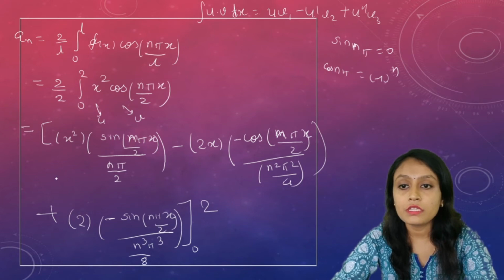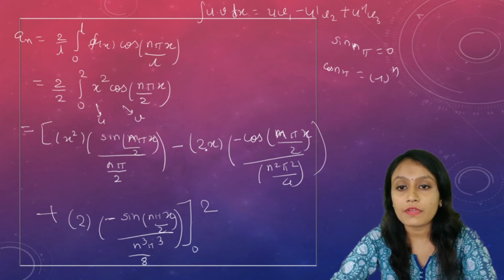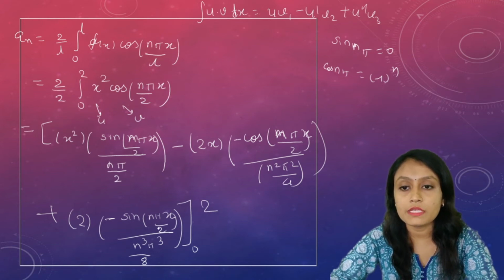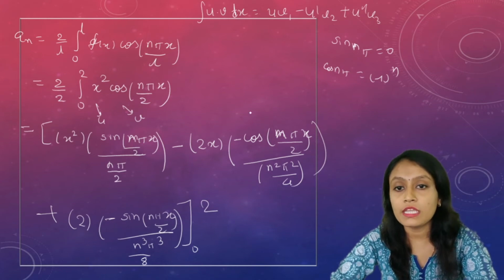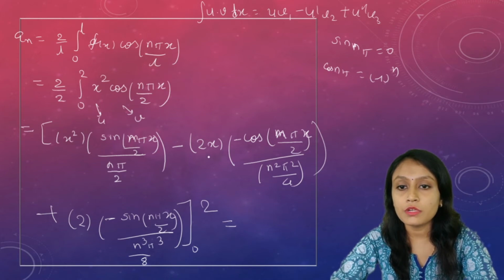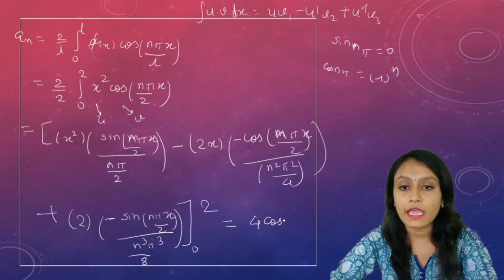Now when we substitute the lower limit 0, here you will have sin 0 as 0. Here in place of x if you substitute 0, this term will also be 0, and here also this term will be 0. So only one term remains when we substitute x is equal to 2. So here we have 4, this minus minus will become plus, and here we have cos n pi upon n square pi square upon 4. Further simplified, you will get an as 16 times minus 1 raised to n upon n square pi square.